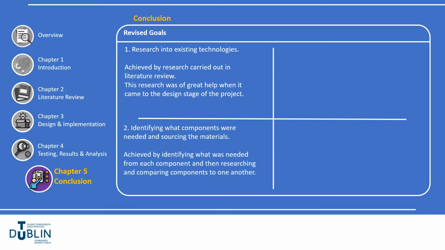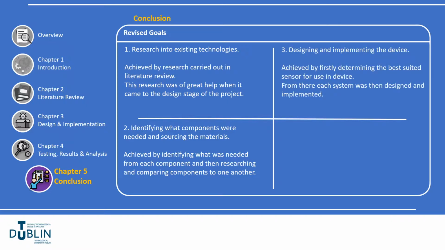Number 2. Identifying what components were needed and sourcing the materials. This was achieved by identifying what was needed from each component and then researching and comparing components to one another. Number 3. Designing and implementing the device. This was achieved by firstly determining the best suited sensor for use in the device. From there, each system was then designed and implemented.